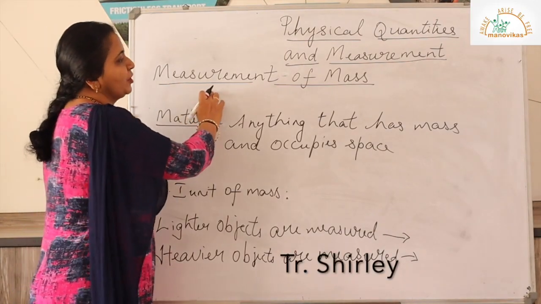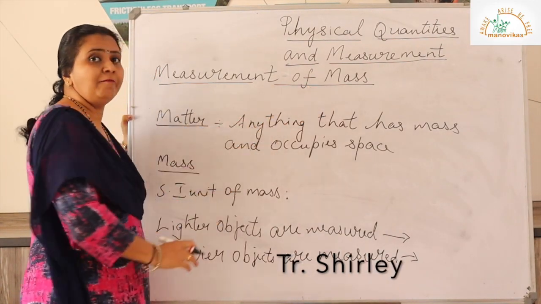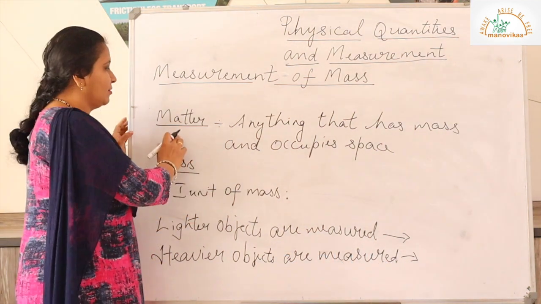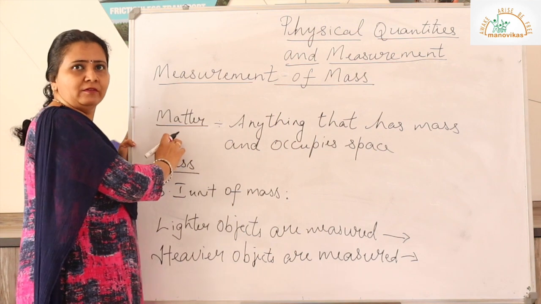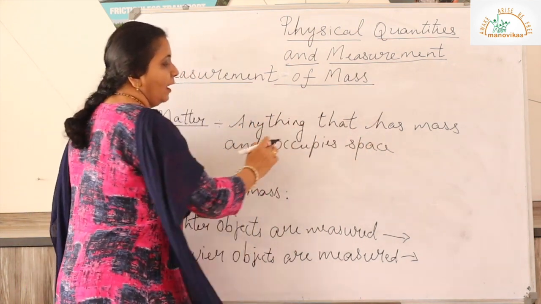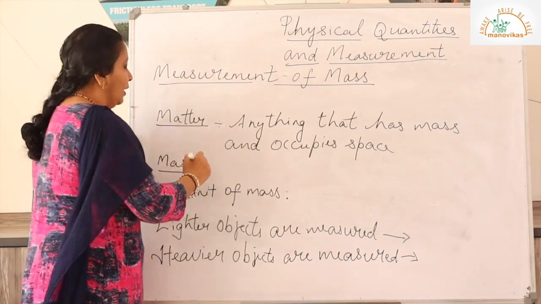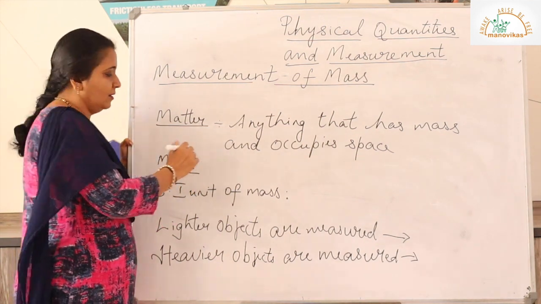Let us start with measurement of mass. Everything around us is made up of matter. Let us see what is matter. Anything that has mass and occupies space is called matter. Now let us see what is mass.